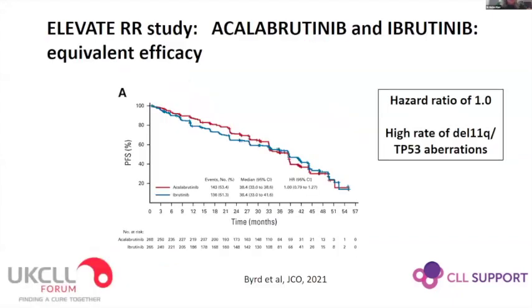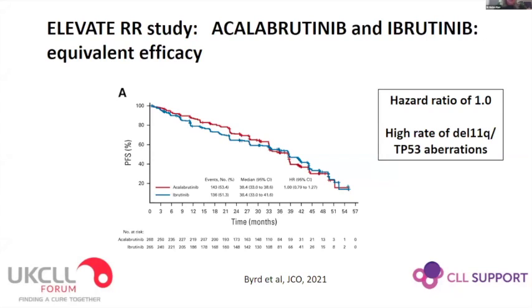Then moving on to another acalabrutinib study in the relapsed refractory setting. We've already heard from Nick about the 6-year follow-up that was presented at ASH of the Elevate-TN, the Elevate treatment-naive study. This is the Elevate-RR, the Elevate relapsed refractory study. And this is a head-to-head study of acalabrutinib and ibrutinib. And the most important jump-out feature here is this hazard ratio of 1. This study demonstrated that acalabrutinib was non-inferior to ibrutinib and they were of equivalent efficacy.